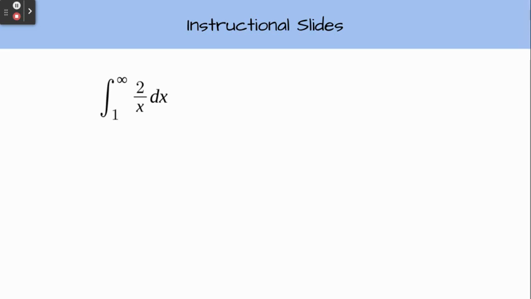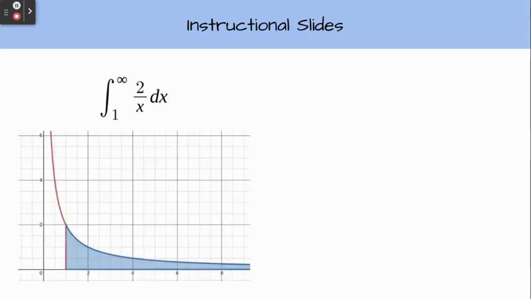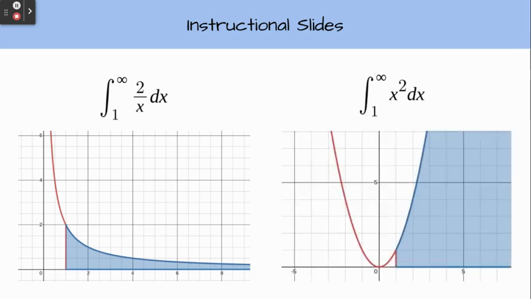So with this one, the integral from 1 to infinity of 2 over x dx, this is the graph, and you can see it ends up hugging the curve. So you're actually going to get a numerical answer for this one. On the other hand, when you have the integral from 1 to infinity of x squared dx, you know the graph of x squared, and when you keep plugging in larger numbers for x, it just gets exponentially larger. As you can see in the graph, you're not going to get an answer, it's going to be infinity.